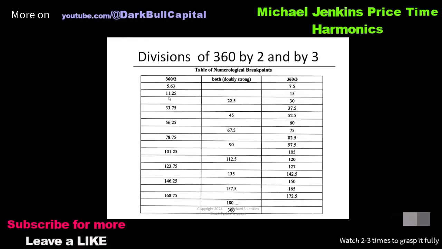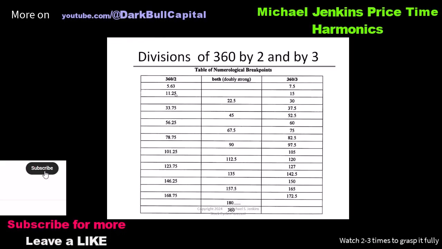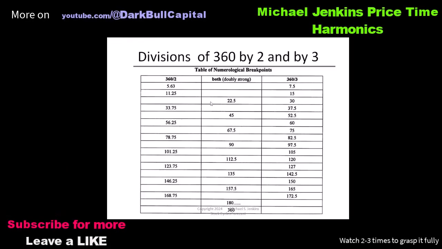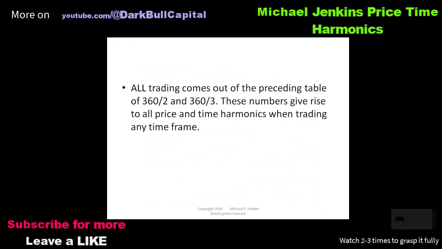You're going to find that the stock itself is going to be at the price. If you had a stock at 56 and a quarter, it would react to that. Or if it moved these distances, if you had a stock at 30 and it moved up 11 and a quarter and it was now at 41.25, you would get resistance then. So all trading basically comes off of this. All time and price harmonics that we'll be trading will be these divisions.